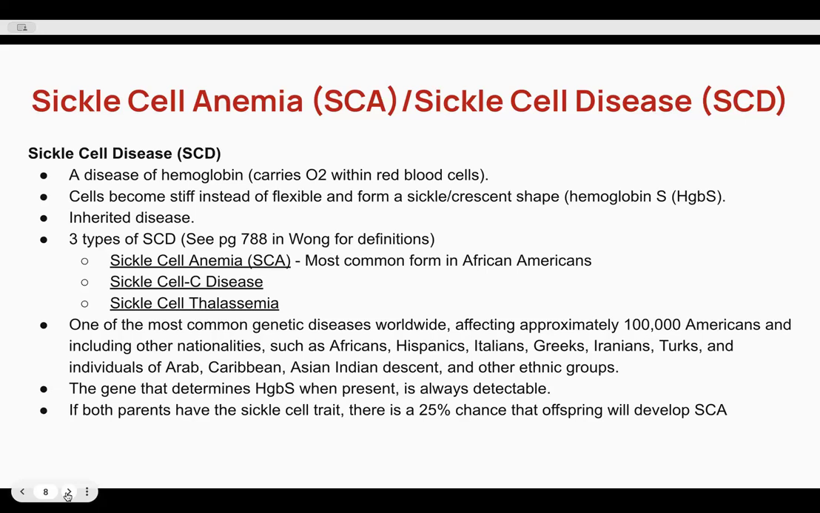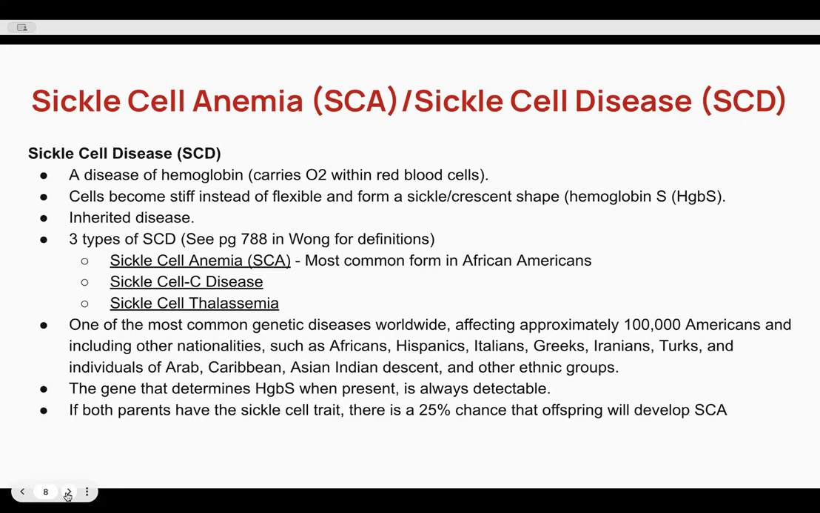It also includes other nationalities. It's not just Americans. It happens to Africans, Hispanics, Italians, Greeks, Iranians, Turks, and people of Arab, Caribbean, Asian, or Asian Indian descent. It really can occur in any ethnic group.